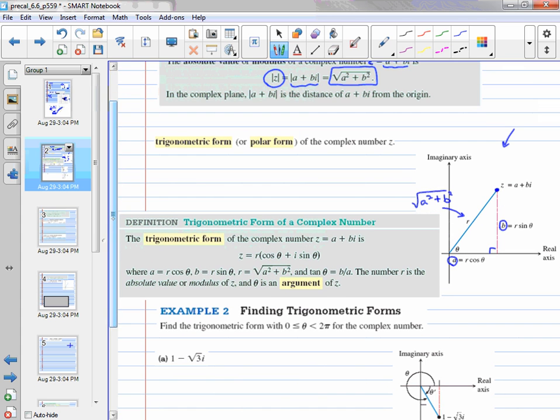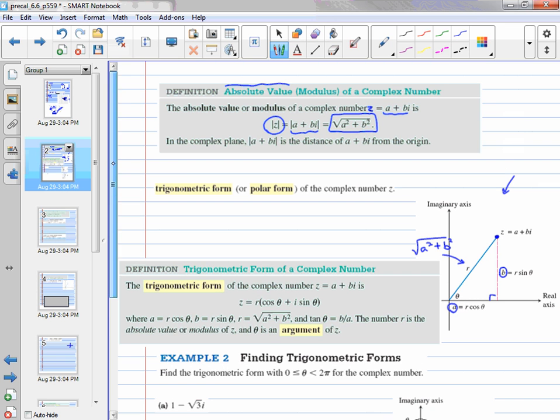Now, we have a way of writing complex numbers in what is called trigonometric form, or polar form. And we have just gotten through graphing polar equations. So we're going to be using our trig functions, sine, cosine, etc., in the trigonometric form of a complex number. So standard form is that a plus bi. A complex number in standard form is going to look like a plus bi. So how can I convert that into a trig form?